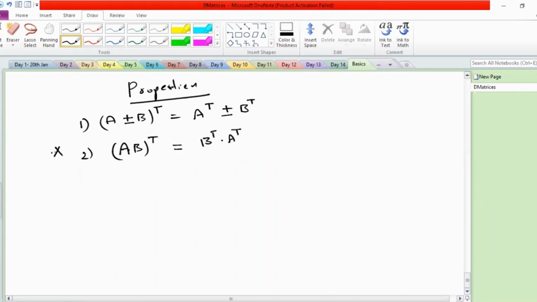Remember this. There is a big confusion. If you miss this one, you will be making a thorough mistake in your machine learning. (A B C) transpose is nothing but C transpose into B transpose into A transpose. We don't need to spend time proving all these, but these are properties you should keep in your mind. You can't forget this.